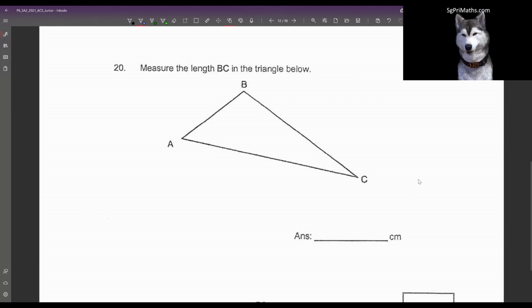Question 20. So 20 is just using the ruler, measure the length of BC. So just measure from this point to this point, and you will get around 7 cm.